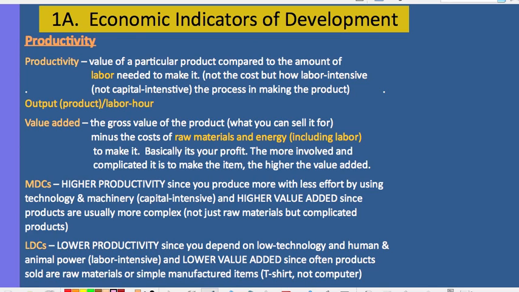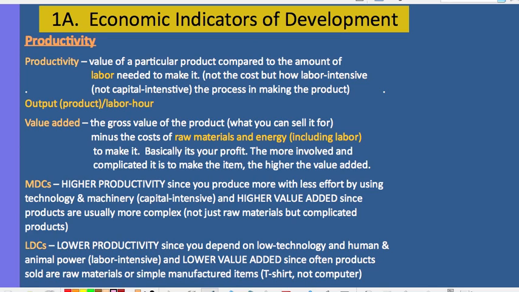And often LDCs will sell their raw materials, or their agricultural products, or their fish, or the things they mine out of the ground, maybe diamonds or cobalt or something like that. When they sell those resources, those raw materials, they do not put any value into it. They haven't complicated it, haven't made it more complex. And so because they just sell their raw materials, they don't get a lot of profit from that.